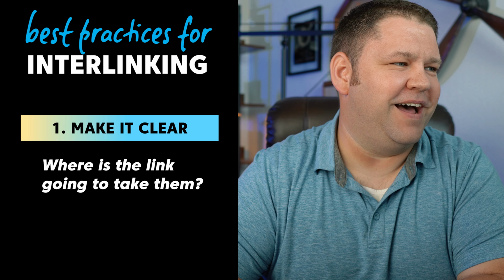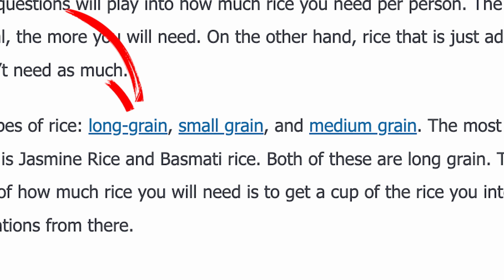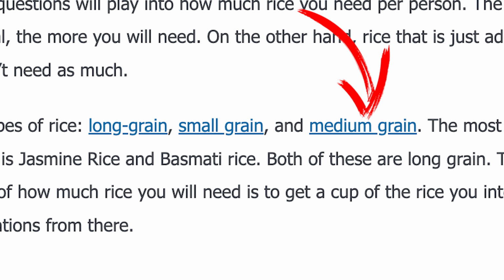When we have links like these up here, these were written by one of our writers, and they say there are 3 types of rice: long grain, small grain, and medium grain. And each one of those is a link. I have no idea where that link is going to take me. Is it going to take me to an article that explains what long grain rice is? Actually, no. It's going to take me to Amazon where I can buy a bag of long grain rice. That's actually not that helpful of a link, and so the number of clicks that we're going to get are going to be pretty low.